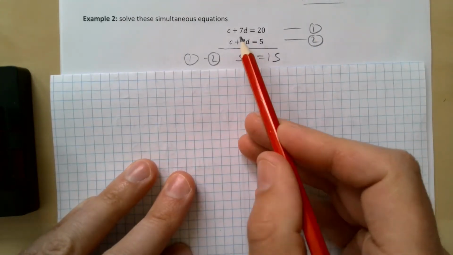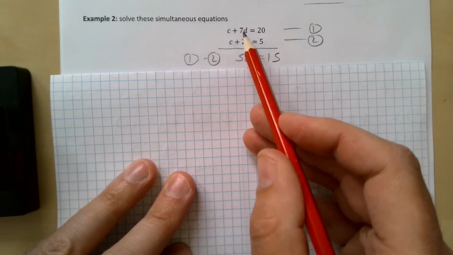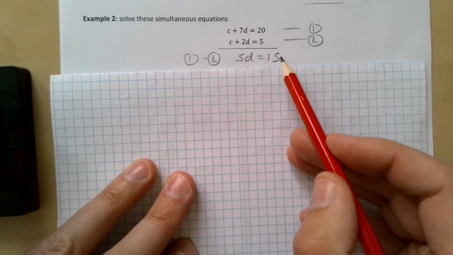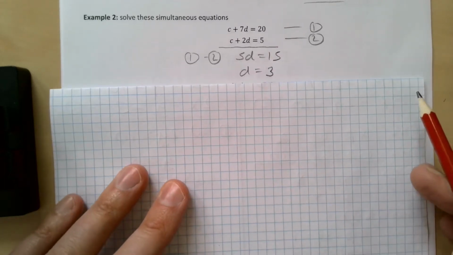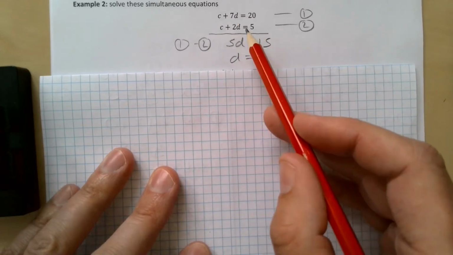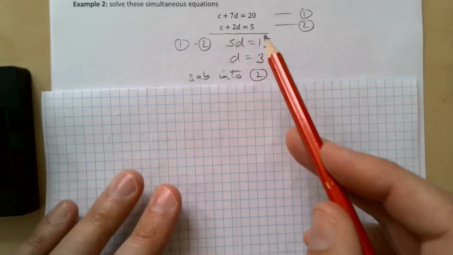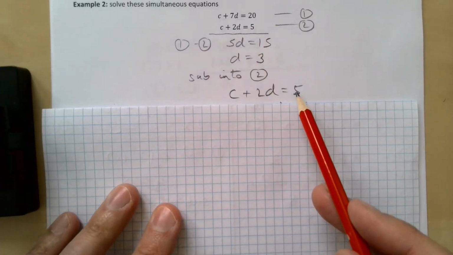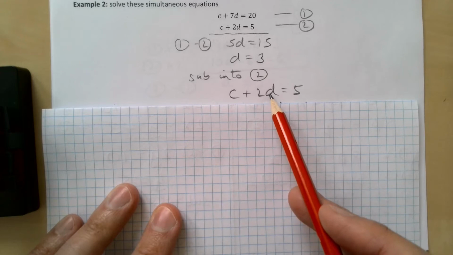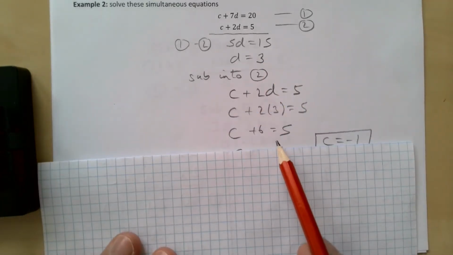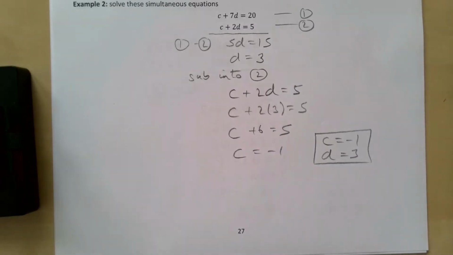c take away c gives us 0. 7d take away 2d gives us 5d. 20 take away 5 gives us 15. That gives us d equals 3. And we substitute back in to work out our c. I'm going to substitute into equation 2. It just looks a bit easier. c plus 2d is 5. I'm now going to exchange my d for a 3. c plus 2 times 3 is 5. c plus 6 equals 5. So c then is minus 1 and d is 3.